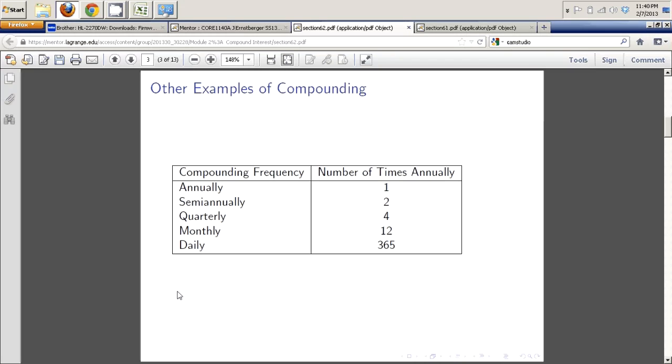Just a little terminology. We say compounding frequency is annual. That happens once a year. Semi-annually, twice a year. Quarterly, four times a year. Monthly, 12 times a year. And daily, 365 times a year.